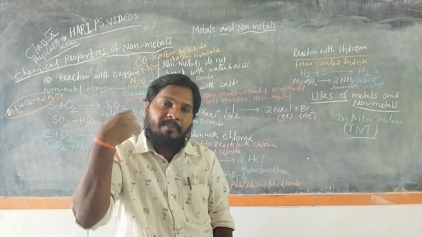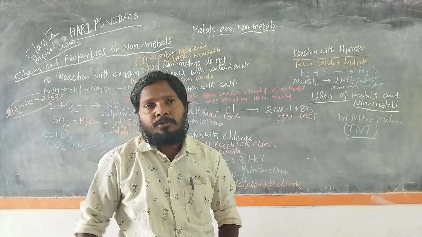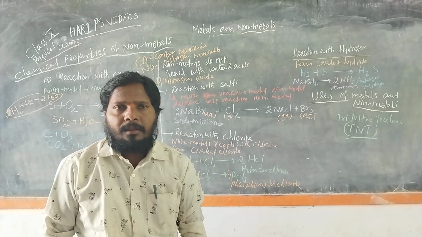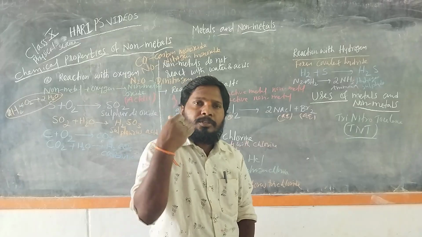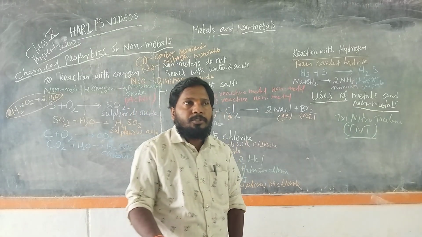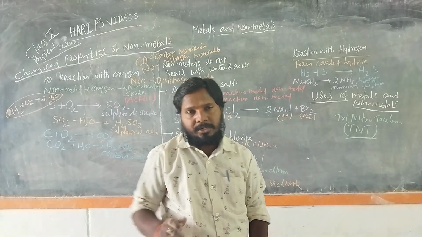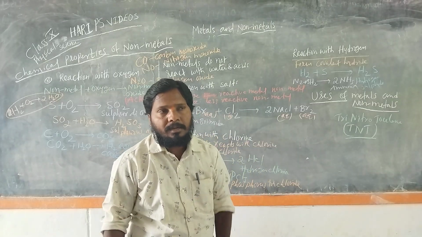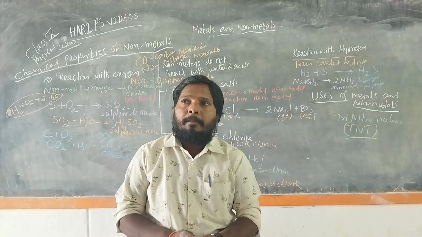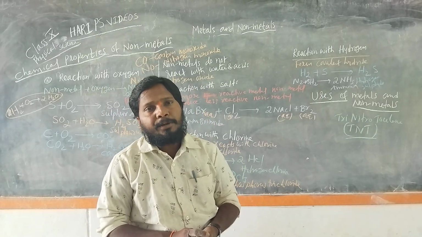Phosphorus is used in fertilizers. Oxygen, the very essential one. Chlorine is used as a disinfecting agent and in bleaching powder. Carbon is used in the purification of water. So many uses are there of metals and non-metals in our day-to-day life.